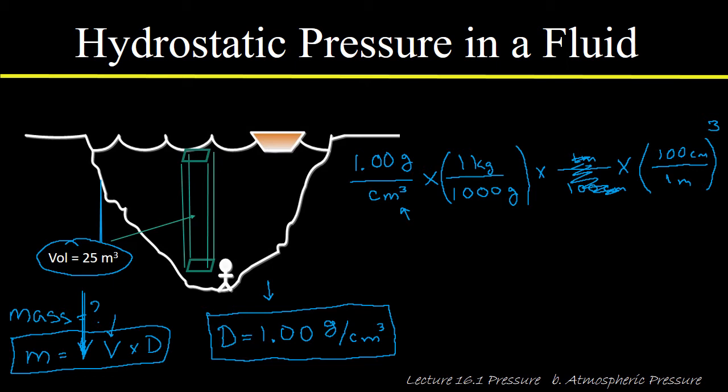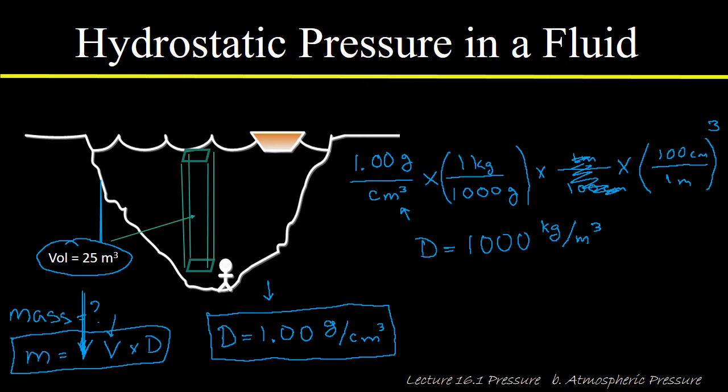Okay. All right. So if you put this into your calculator, 1 gram times 100 times 100 times 100 for this centimeter to meter conversion here, and then divided by 1,000, what you'll end up with is the density is 1,000 kilograms per meter cubed. Okay. So that's just a unit conversion on the density.